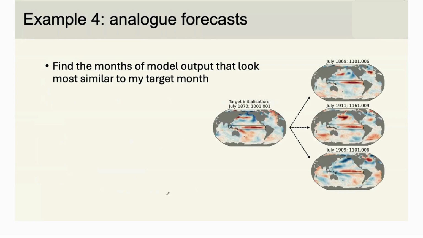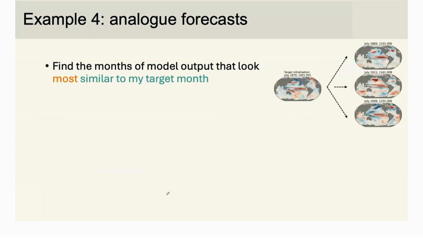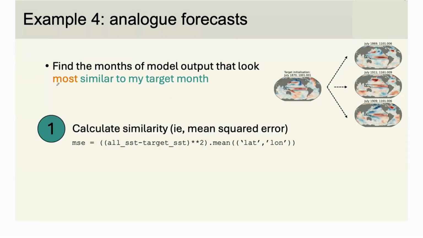And this is analog forecast, which I think many of you have seen me talk about, but possibly not the technicalities for how these are calculated. And the broad aim here is to find months in model output that look similar to some target months so that you can use these to forecast. That's a very broad statement, but as with the other examples, you can break that down into two sections: you find some kind of similarity to your target months, and then you want the ones that are most similar. So in my case, I was using mean squared error to calculate similarity.